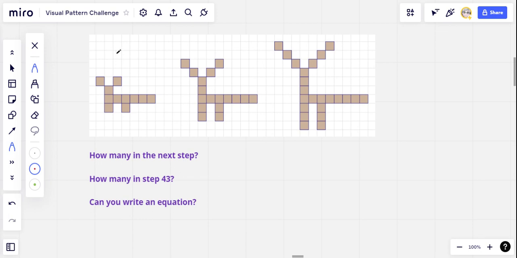Here is our pattern today. Here's step 1, here's step 2, here's step 3. Your challenge is to predict the number of squares in step 4. And if you can do that, can you predict the number in step 43? And can you write an equation that could be used to predict the number of squares in any step at all? So that's the challenge. If you'd like to accept it, pause the video and see what you can do.